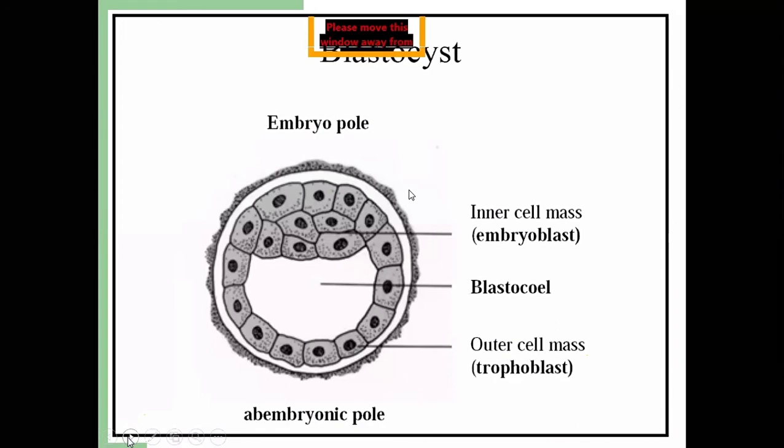Okay, next slide. The blastocyst stage will have two poles. You will have the inner cell mass, which becomes the embryo, and the outer cell mass becomes the trophoblast. The trophoblasts are the cells of the placenta, okay? So once there is an embryo, it will also have a placenta. They go hand in hand, the embryo and the trophoblast. Next slide.